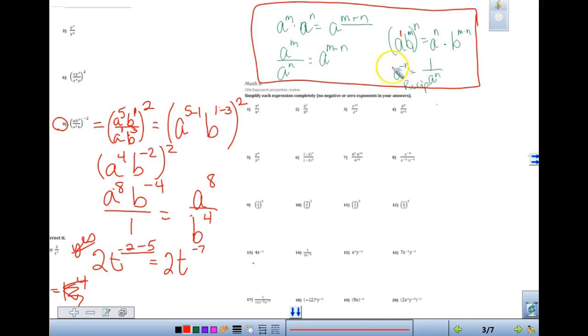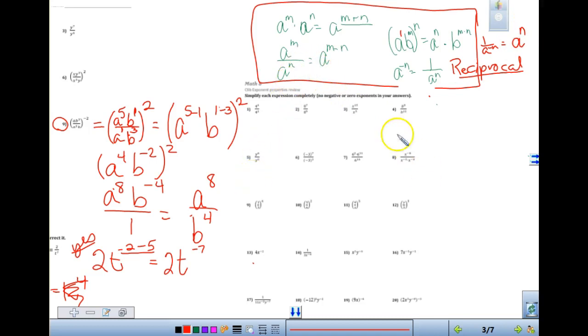Here I have a to the negative n, and that is equal to 1 over a to the n, and the key thing we want to keep in mind is that we are looking at the reciprocal. Okay? We're always looking at the reciprocal when I have negative exponents. And if that negative exponent would have been in the denominator, and it would have been 1 over a to the negative n, we would write it as a to the n, and we move it to the numerator.